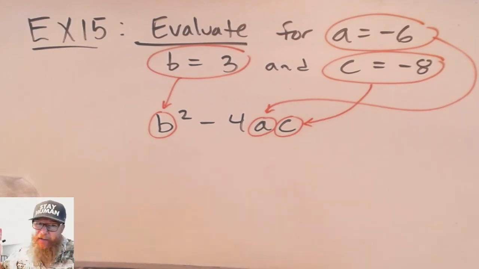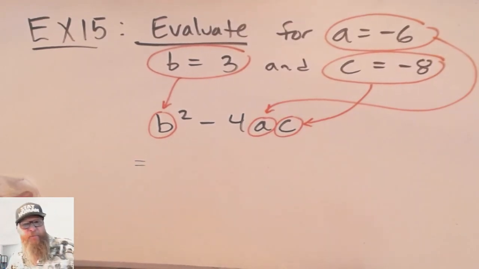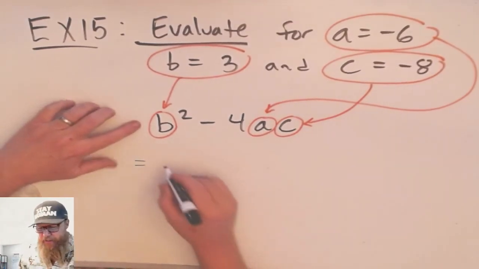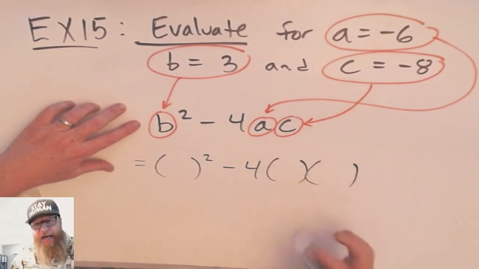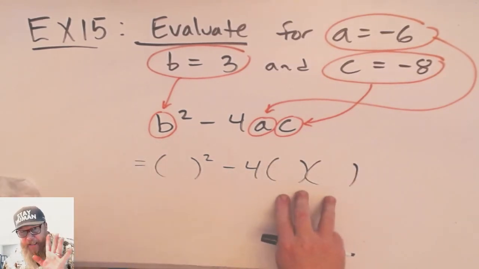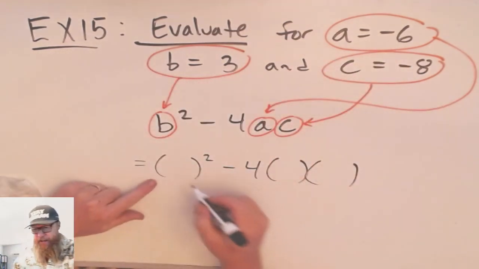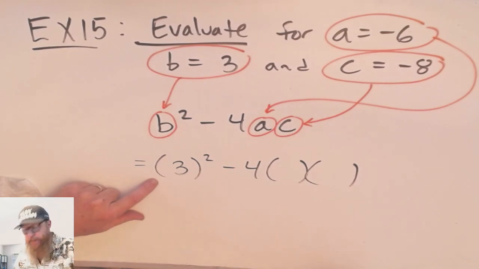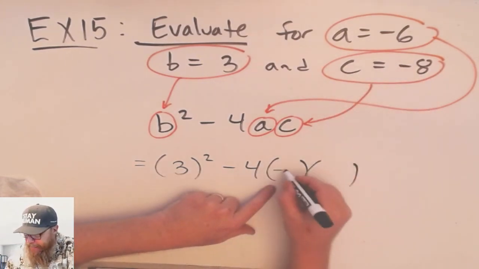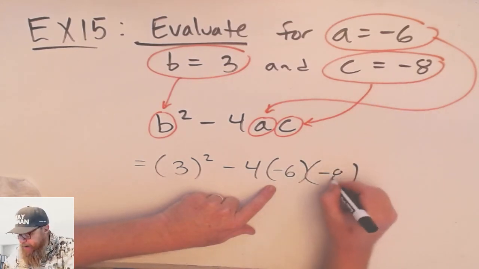If you've had any algebra before, maybe you've seen this formula before. If not, just think of it as some expression in three different variables. So you've got blank squared minus 4 blank blank. I recommend leaving them blank for a second. Okay, that's long enough. And then now plug everybody in. All right, B is 3. A is -6. And C is -8.